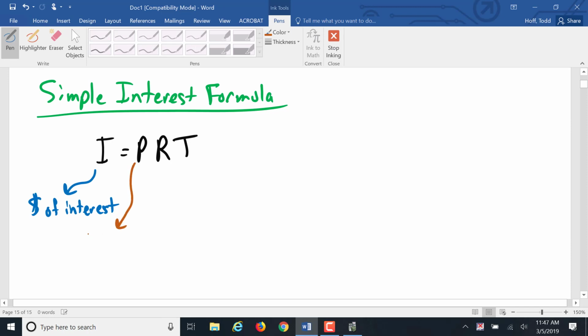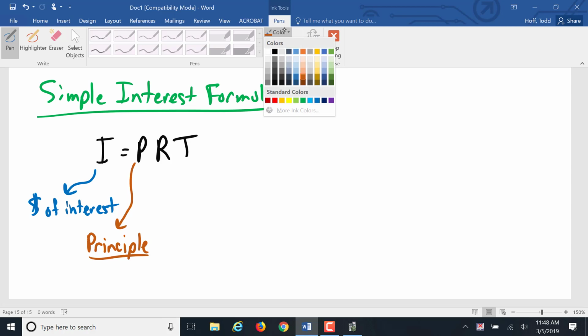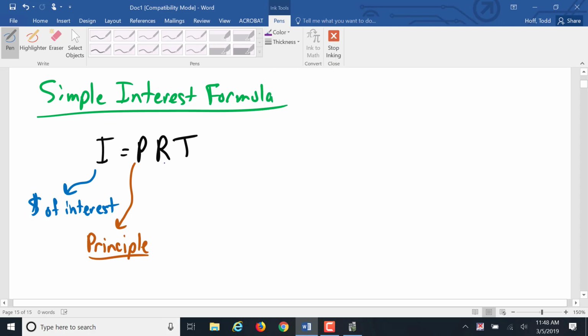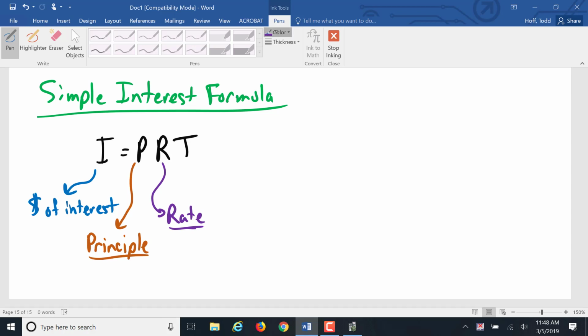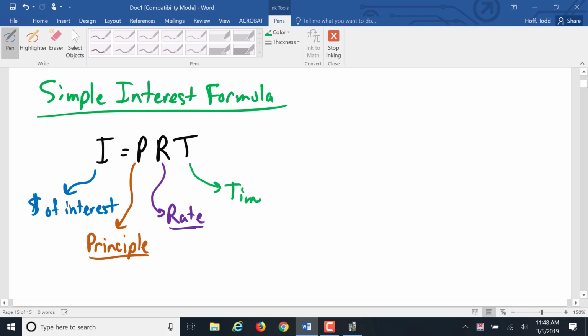P is the principal. Principal is the starting amount of an investment or of a loan at the beginning of the time frame. R stands for rate. A rate, remember, is a percent as a decimal. And finally, we have T, which is time. And T is always expressed in years.